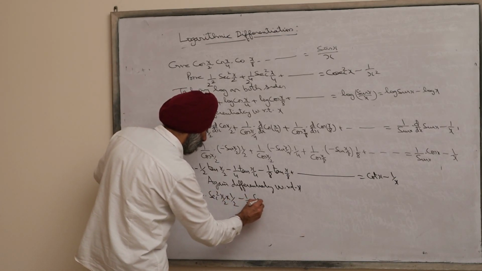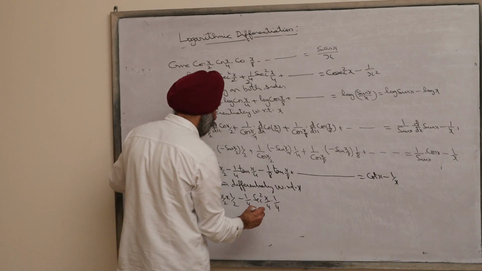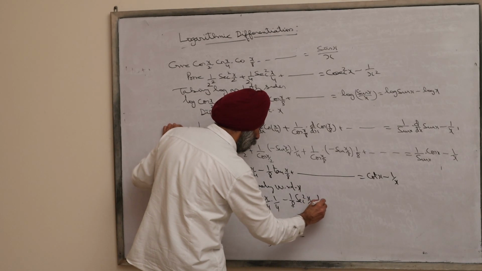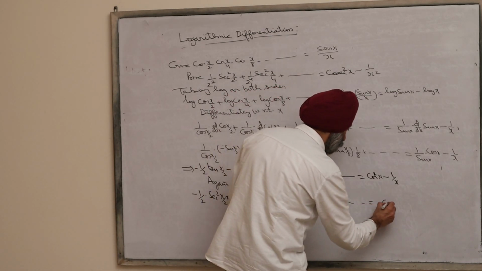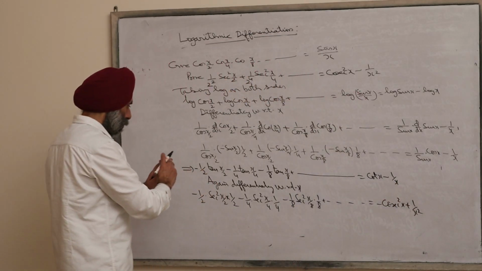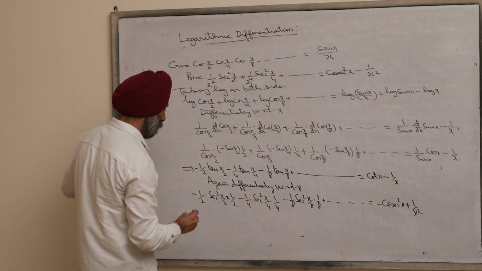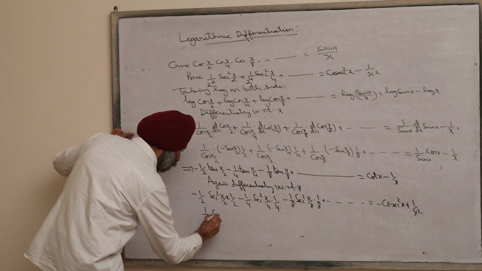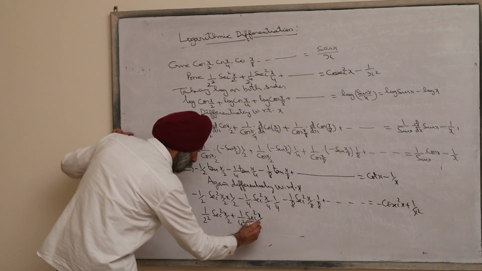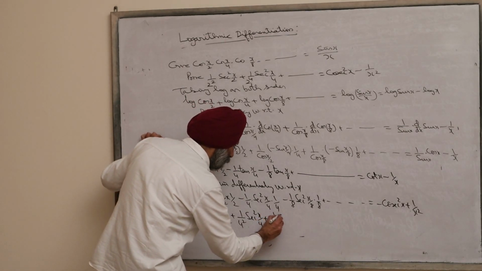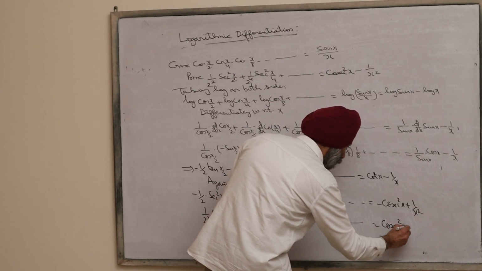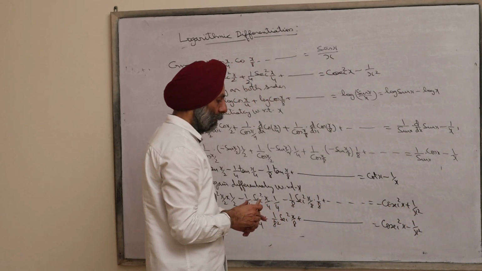minus 1 by 4 into secant square x by 4 into 1 by 4, minus 1 by 8 secant square x by 8 into 1 by 8 and so on is equal to minus cosecant square x plus 1 over x square. So taking negative sign common on both the sides, we have 1 over 2 square secant square x by 2 plus 1 over 4 square secant square x by 4 plus 1 over 8 square secant square x by 8 and so on is equal to cosecant square x minus 1 over x square.